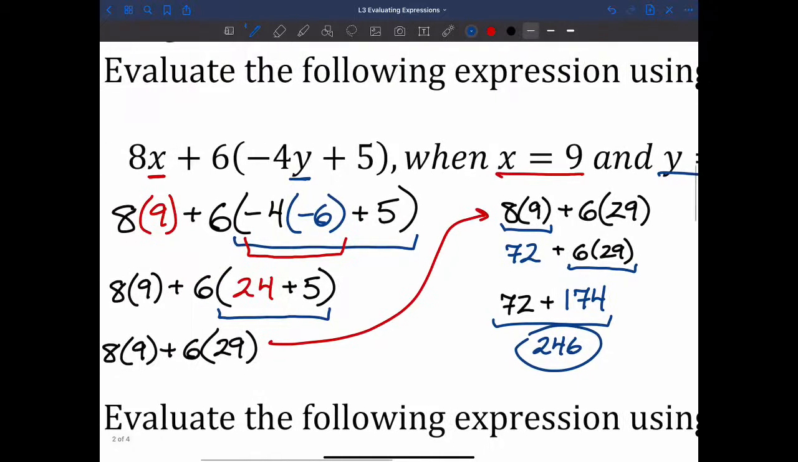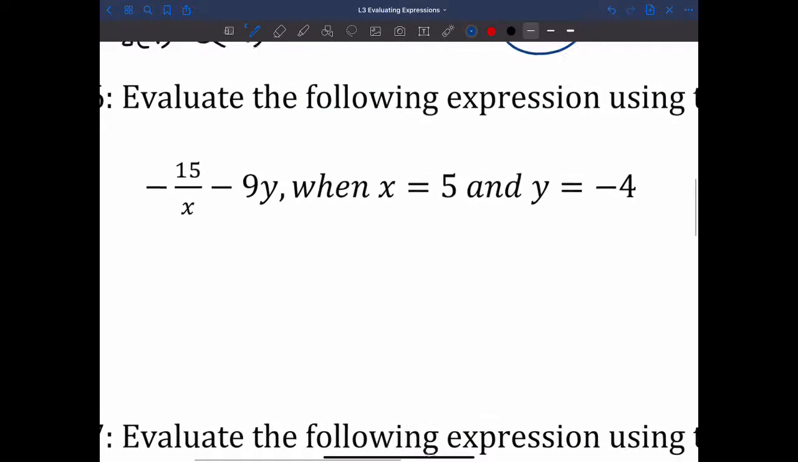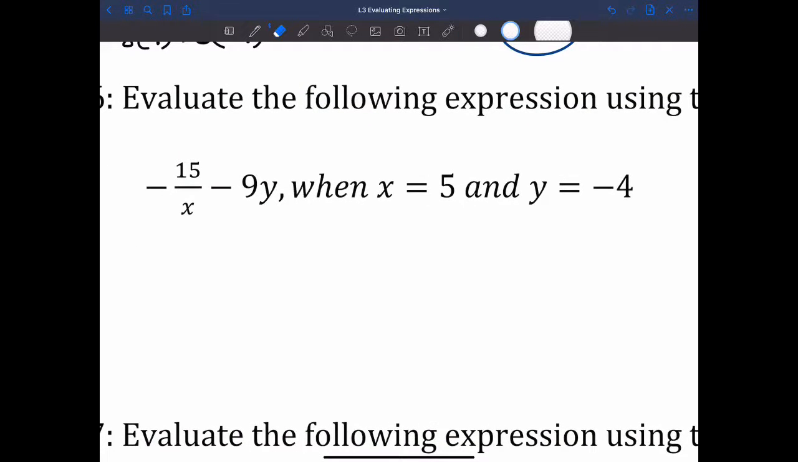Take it one step at a time. You just saw me use a calculator. Use one if you need it, and then it'll be all set. All right. So again, pause here. Try this one out on your own. See if you can get it.